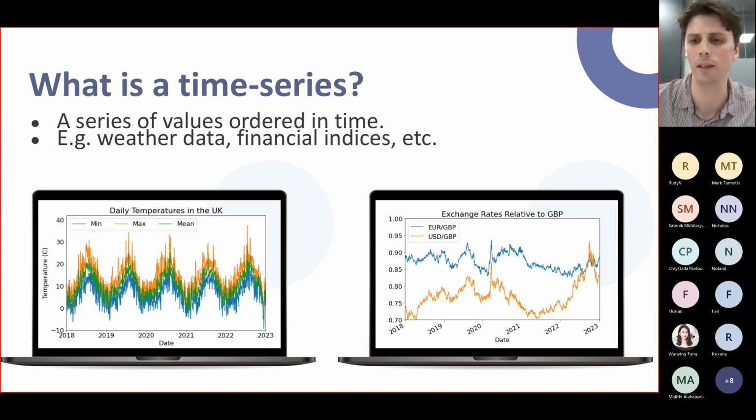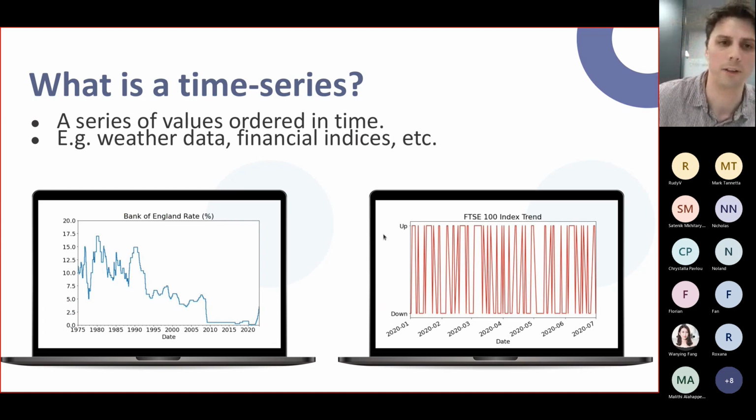And it doesn't even have to be a series of numerical values. It could instead be something more discrete. Like, for instance, well, still numerical, but you could have a look at the Bank of England interest rate, which is discretized and changes over time. Or you could just be looking at trends. Say, does the FTSE 100 index go up or down over a 1-day period? So there's a lot of freedom and a lot of things that you may be interested in.